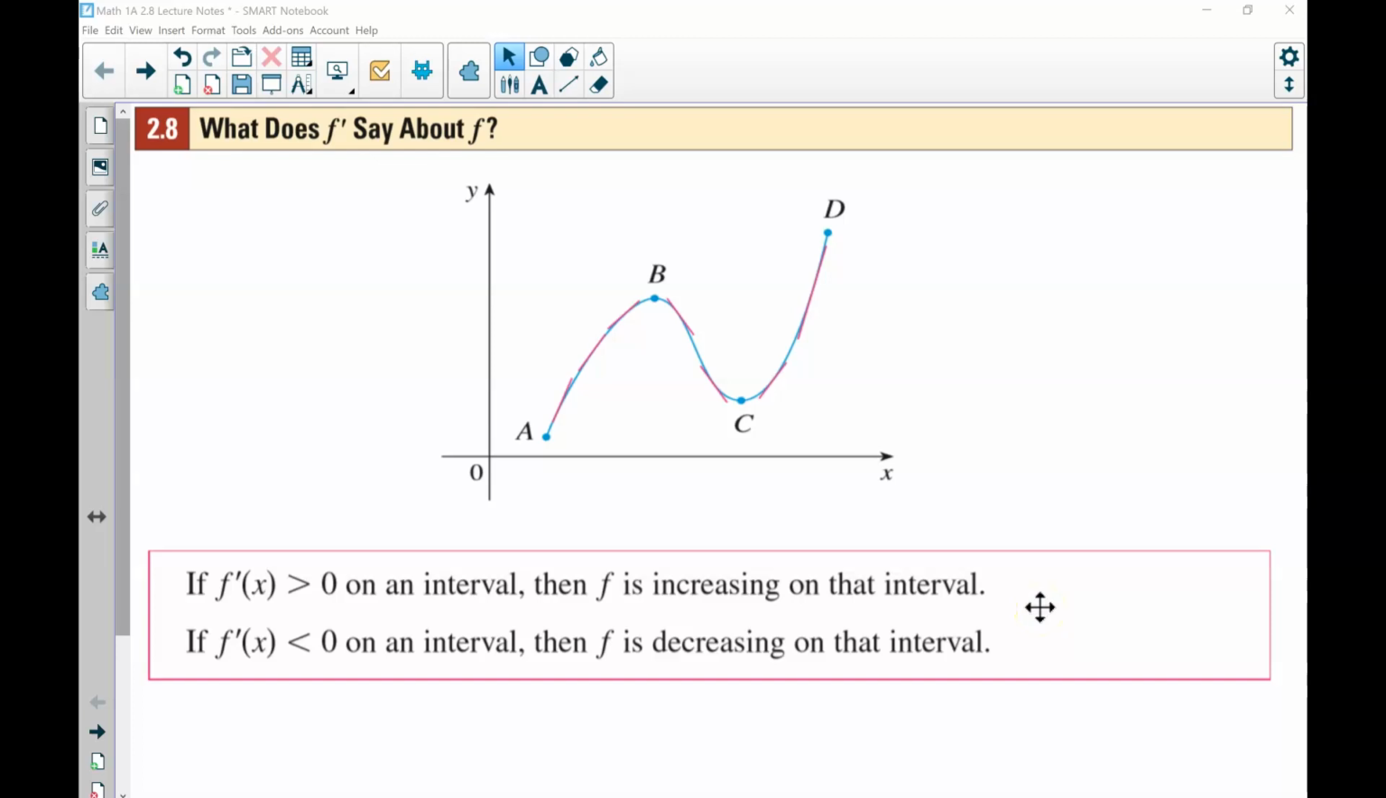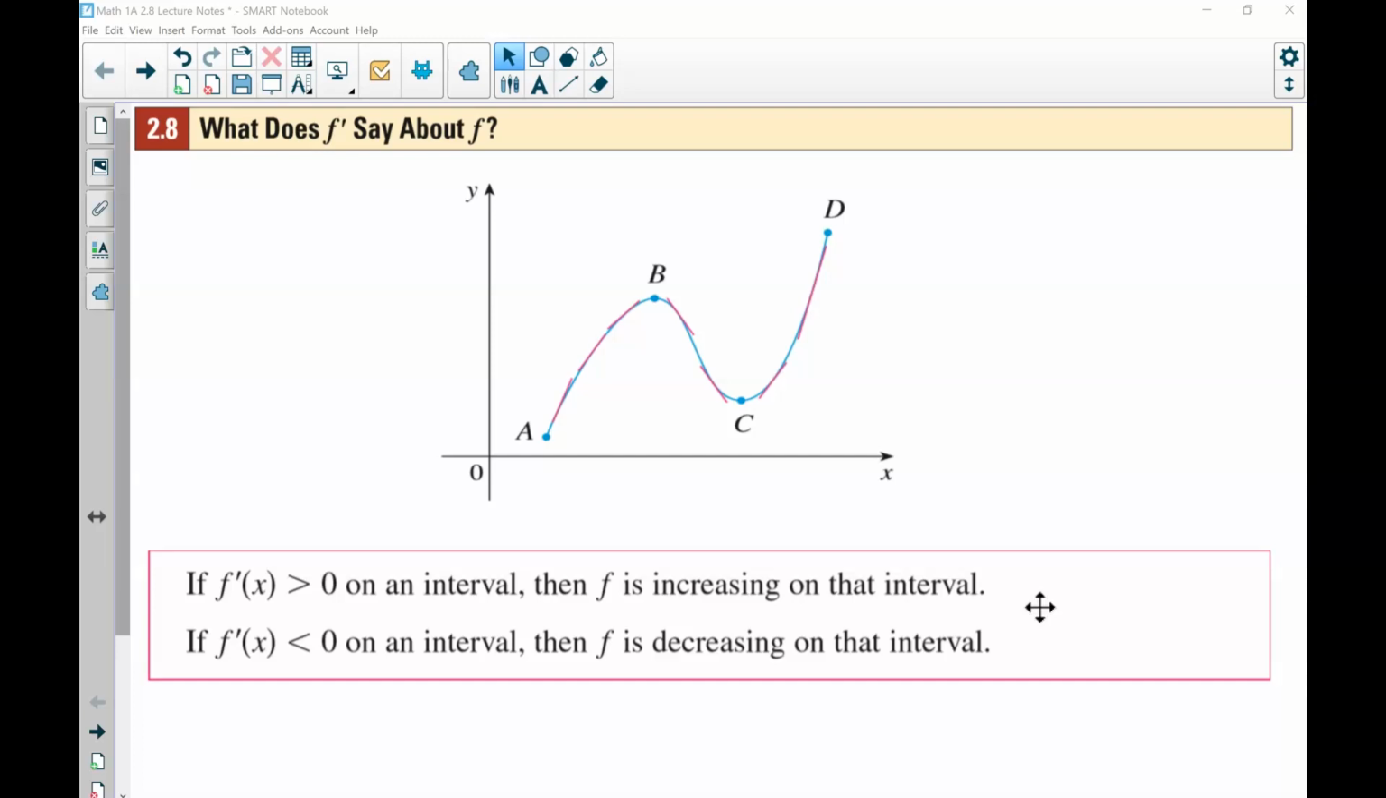Okay, in section 2.8, what we want to know is, what does f prime say about f, meaning the function? So many of the applications depend on our ability to deduce facts about function f from information concerning its derivatives. Now, because f prime of x represents the slope of the curve y equals f of x at the point x, f of x, it tells us the direction in which the curve proceeds at each point.